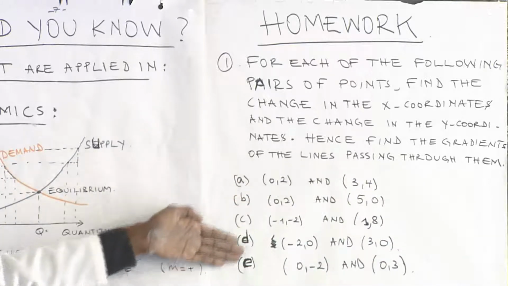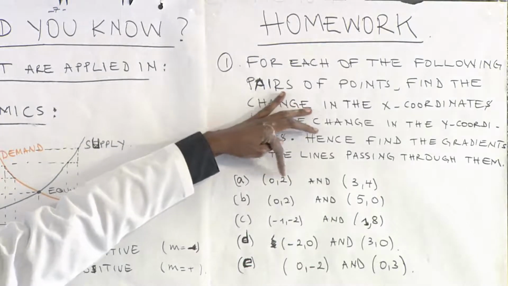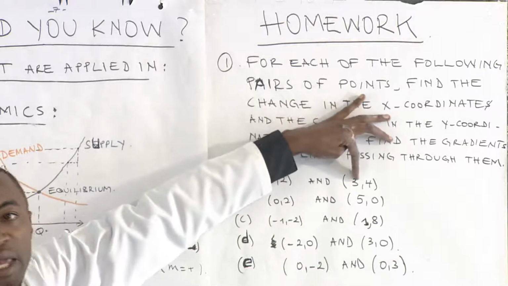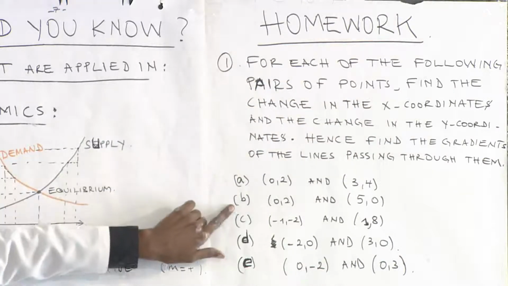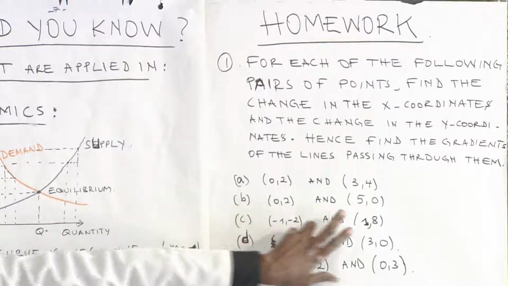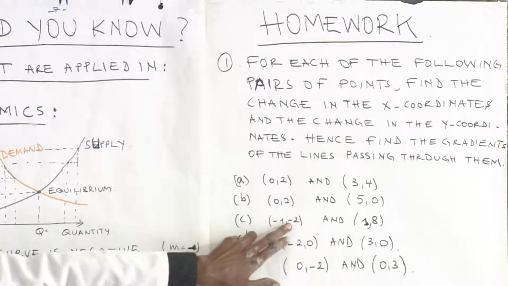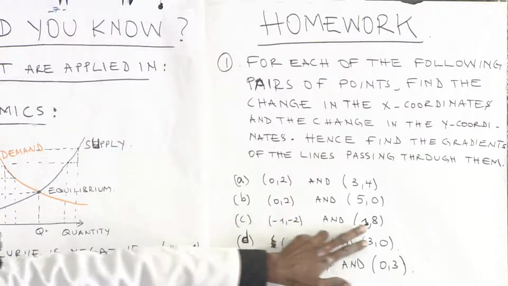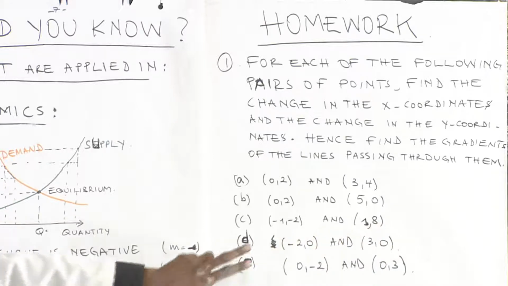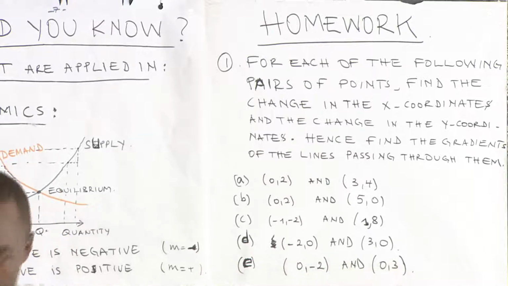We have question number A. We have point A. It has coordinate 0 and 2. This one has 3 and 4. Second question. We have a point which has the coordinate 0 and 2. And another point has 5 and 0. We have another point has -1 and -2. Another one has 1 and 8. We have another point that has -2 and 0. Another one has 3 and 0. We have another point that has 0 and -2. And another one has 0 and 3.